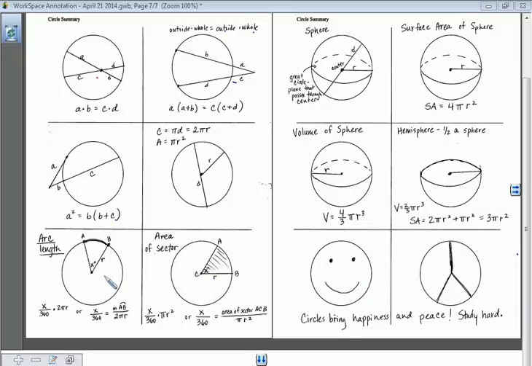And then the last thing are these two, arc length and area of a sector. This is the part of the circle, which is degrees over 360. Degrees over 360 times 2 pi r is the arc length. Degrees over 360 times pi r squared is the area of the sector.